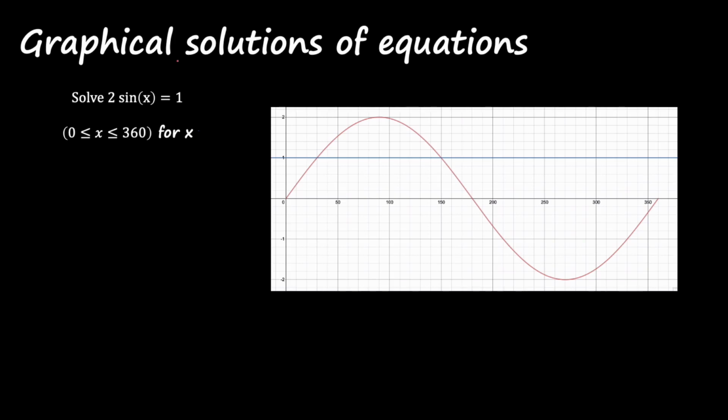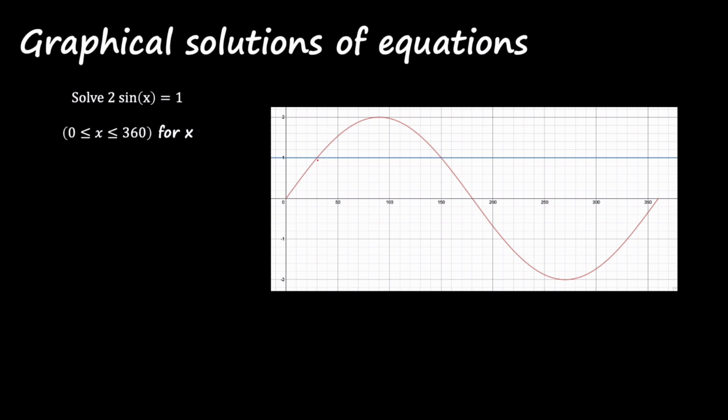So in this lesson, we're going to be talking about graphical solutions to equations. Here we're still told to solve 2 sine x is equal to 1. And I have the graph here of 2 sine x. You can see it's that because it goes up to 2, goes down to -2, and this all happens at 360 degrees. So I want to know where this equation is equal to 1.